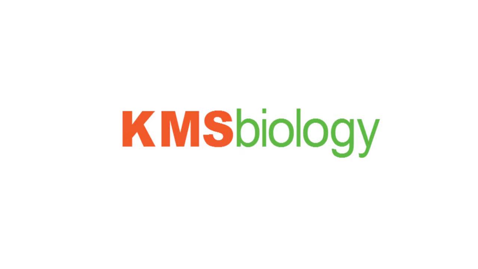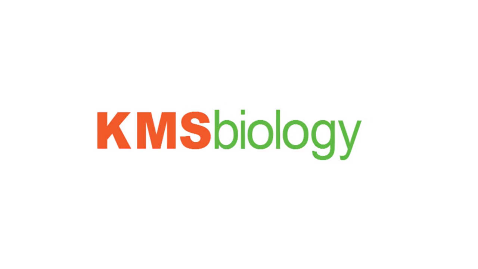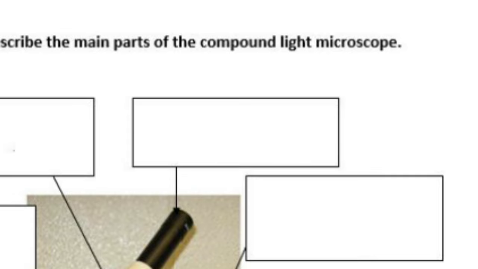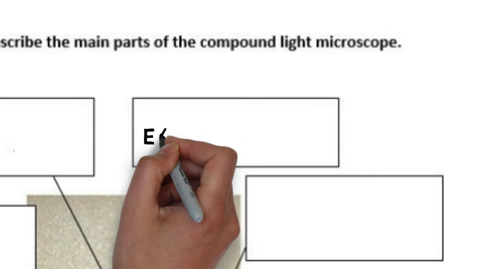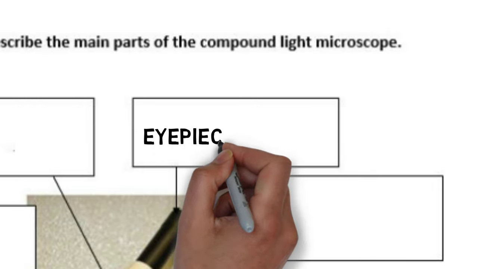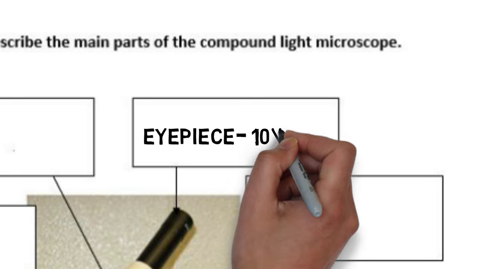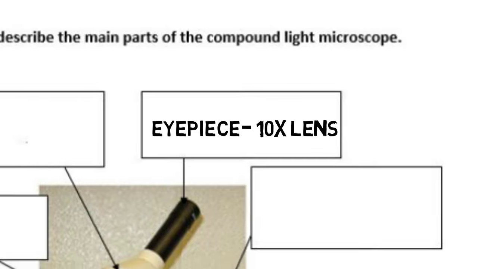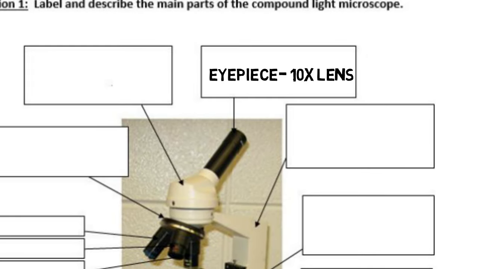Alright, scientists, before we can use the microscope, we've got to meet the microscope by learning some of the main parts of the microscopes that we're going to use. So write down the name and the definitions for all these parts, and the first part is the eyepiece. You can see that it just says 10x lens. That X means power or magnification. So this magnifies by a power of 10.